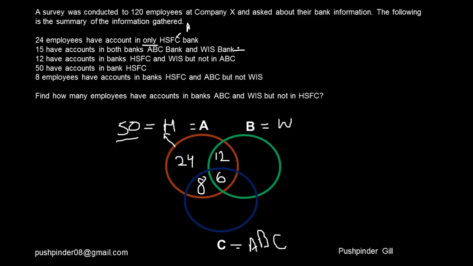Now let's use the information that we have left. 15 have accounts in both banks ABC and WIS. That means this whole area is equal to 15. And if this area is 6, this area will be 9. And this is what he's asking: how many employees have accounts in banks ABC and WIS but not in HSFC. So the number of people is 9, right?